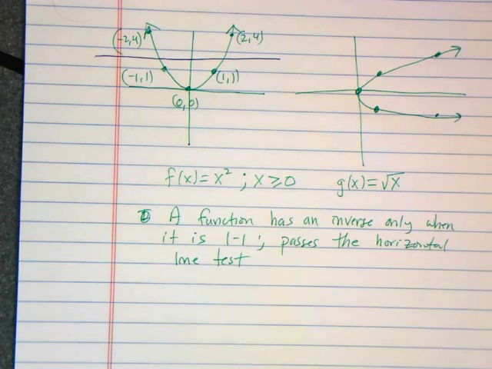Negative pi over 2 to pi over 2 is an excellent choice. Why negative pi over 2 to pi over 2? If I go from negative pi over 2 to pi over 2, it certainly passes the horizontal line test. And that gives me all the values, doesn't it? I go from a low of negative 1 up to a high of positive 1. So that's exactly what we want to do.